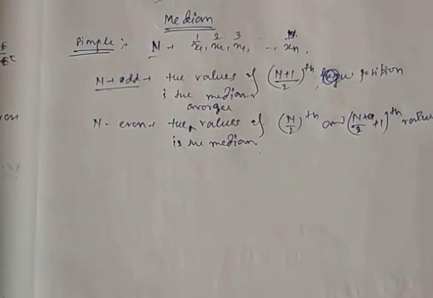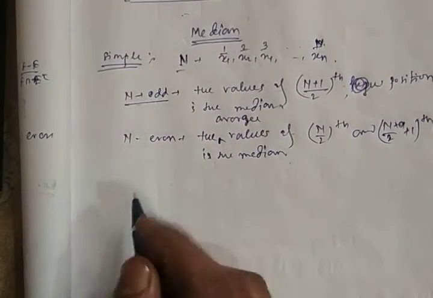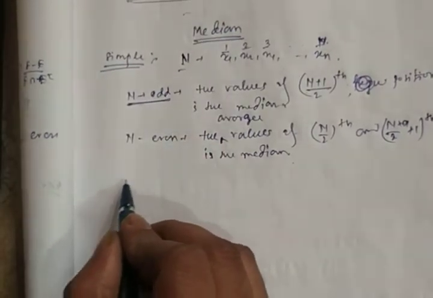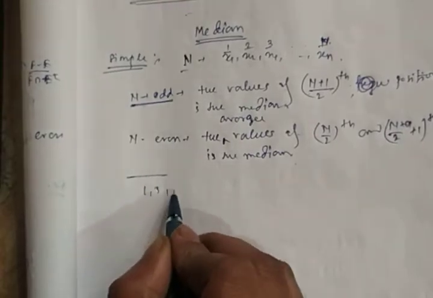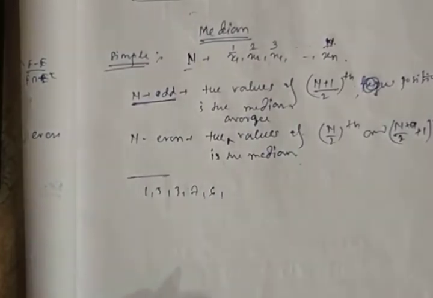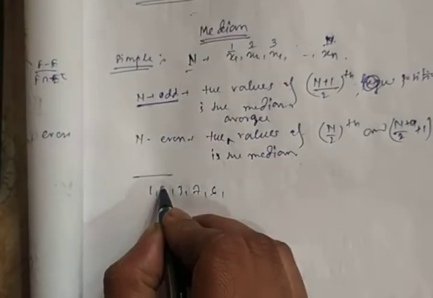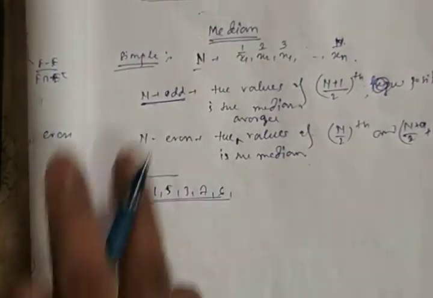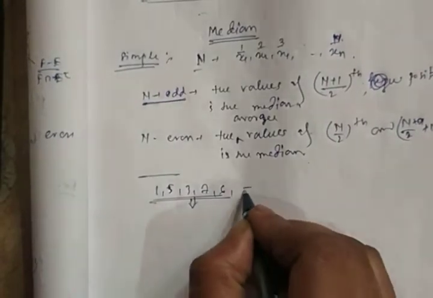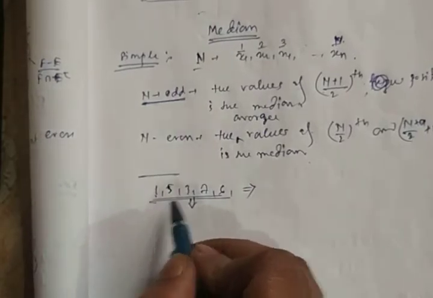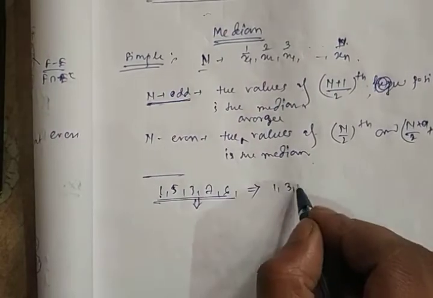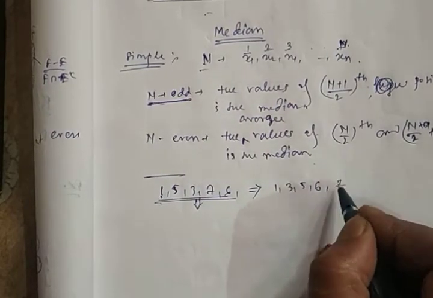As an example, for the odd case, suppose the data is given in this form: 1, 5, 3, 7, 6. Five observations are given, so the total number of observations is odd. First we have to rearrange in ascending order: 1, 3, 5, 6 and 7.